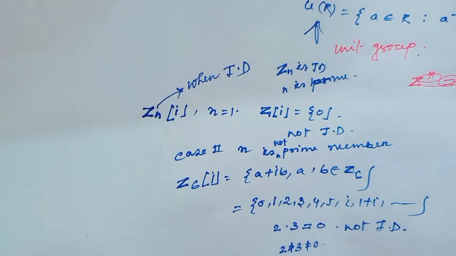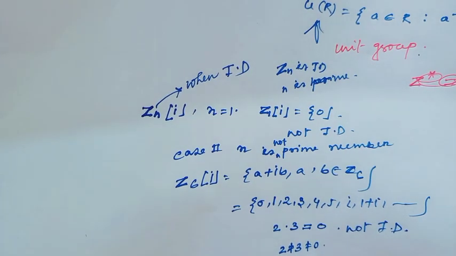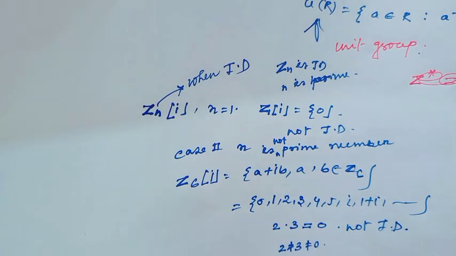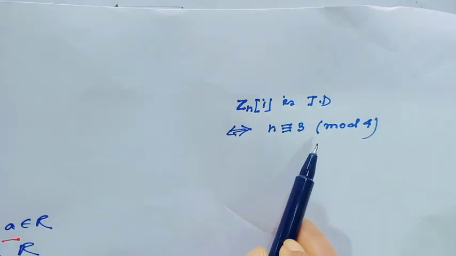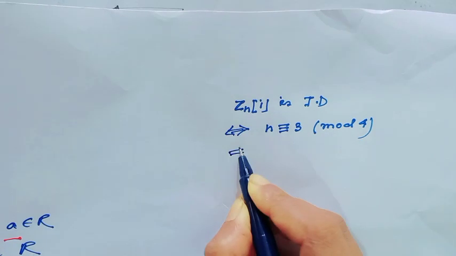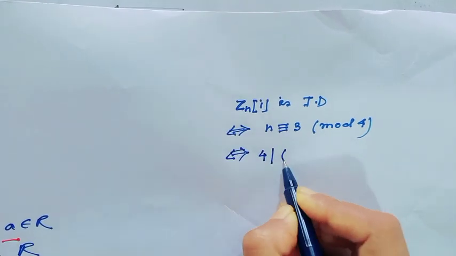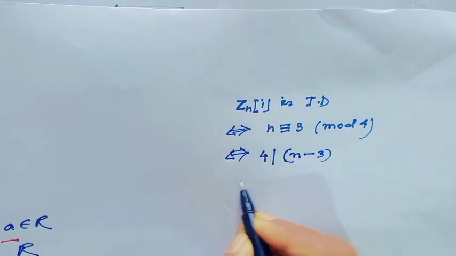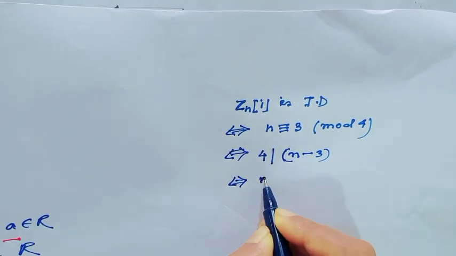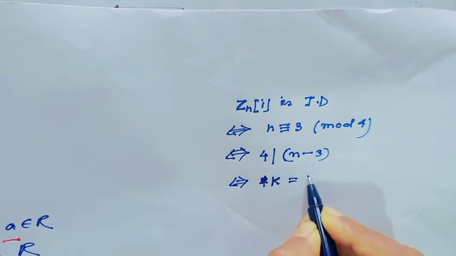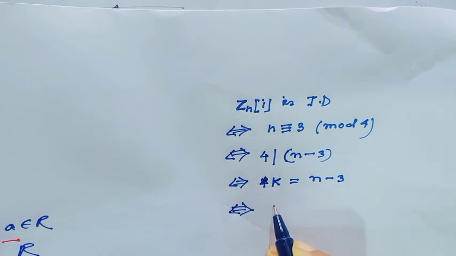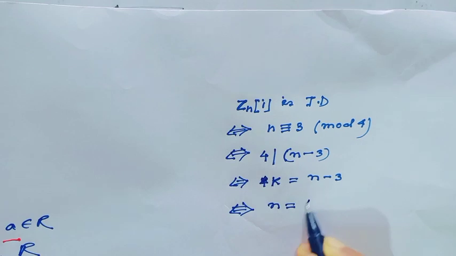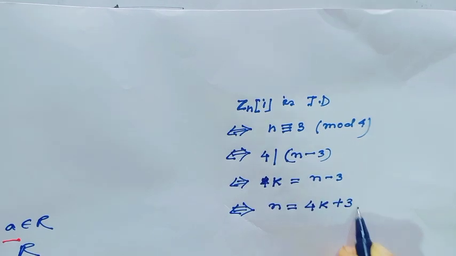Then my next question: for which values of n is Z_n[i] an integral domain? This is our question. Z_n[i] is an integral domain if and only if n is congruent to 3 modulo 4. That means 4 divides n minus 3, which implies 4k equals n minus 3. This implies, if and only if, n equals 4k plus 3.